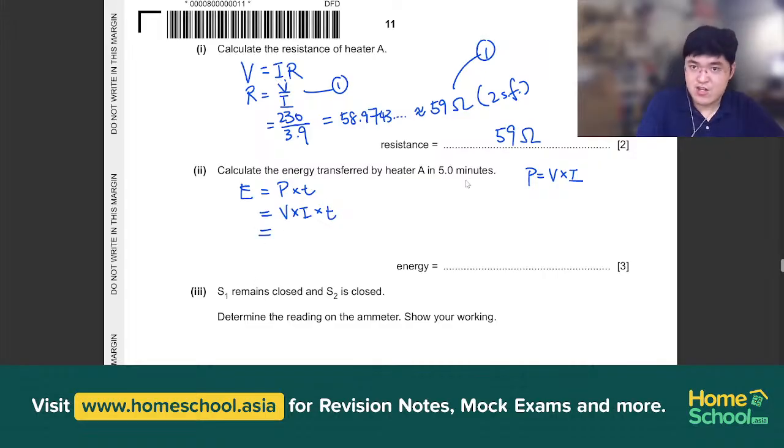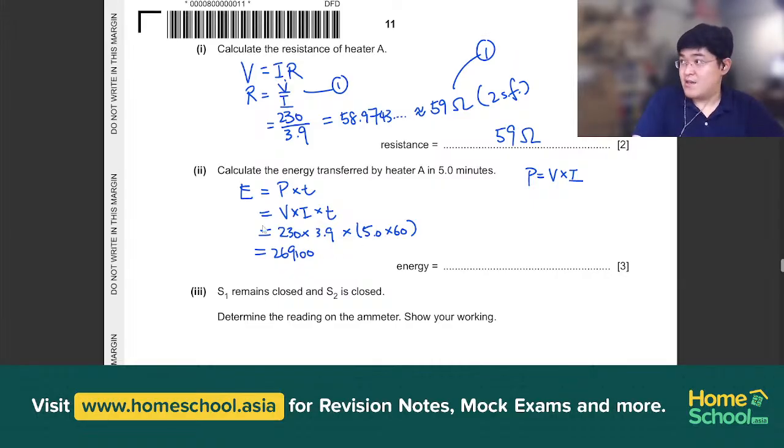And now let's put in all the numbers one by one. V is 230, I is 3.9, multiplied by time, 5 minutes. But it's 5 minutes, and we want to bring everything down to seconds, so let's multiply it by 60 seconds. Now let's plug everything into the calculator and calculate.